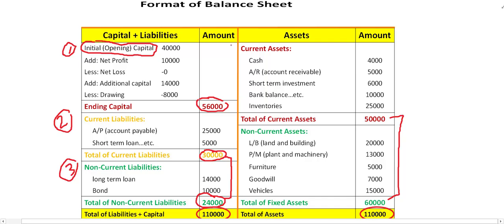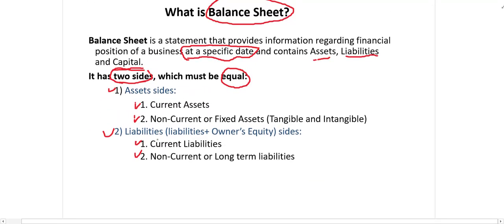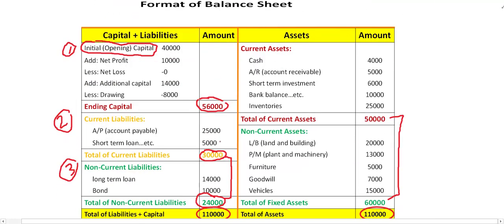So the balance sheet has two sides. If we go like this, one side is the asset side, and on the other side is liability plus capital. See, the same thing is here. One side is capital plus liability, and the next side is asset. Asset is divided into two types: current asset and non-current asset. First of all, mention current asset and then find out the total, and then mention non-current asset and then find out the total. Then total of current asset plus total of non-current asset becomes total of asset, right?